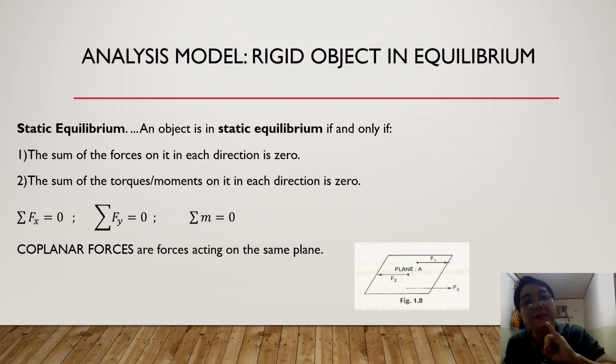Ang isang bagay daw ay maituturing natin na nasa static equilibrium if and only if tatlong bagay. Summation of forces in each direction is 0. So yung unang bagay, summation of forces at y is equal to 0. Summation of forces at x is equal to 0. And summation of torque or moment is equal to 0. Yan yung tinatawag natin na 3 equations of static equilibrium.